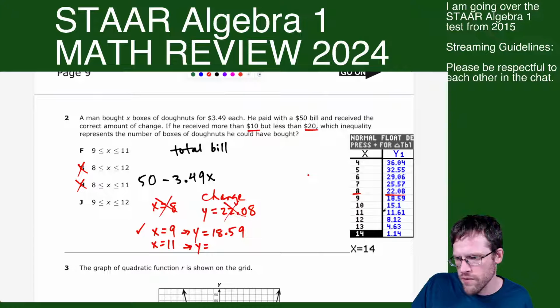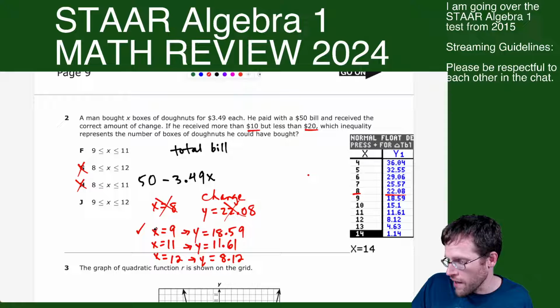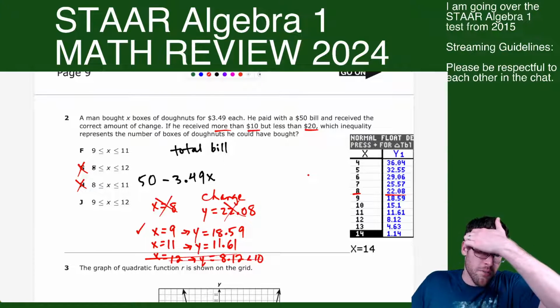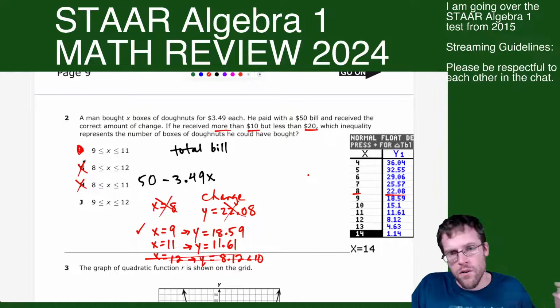So x equals 11, we get y equals 11.61. And if I go one more, x equals 12, then the change y is equal to 8.12. And notice that this one here is less than 10. $8.12 is less than 10. We want it to be more than 10. So this one is out. So it looks like just between 9 and 11. Okay, this is the way here.